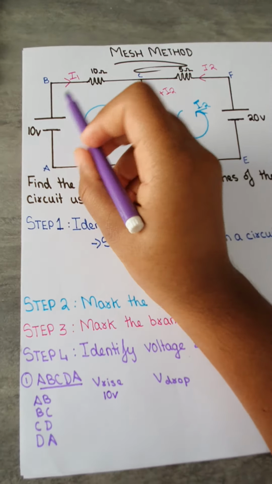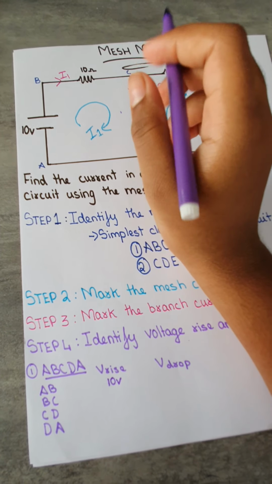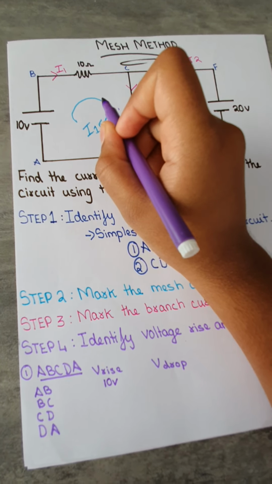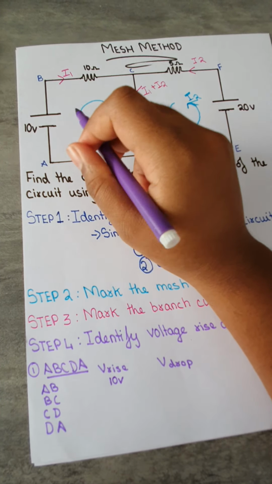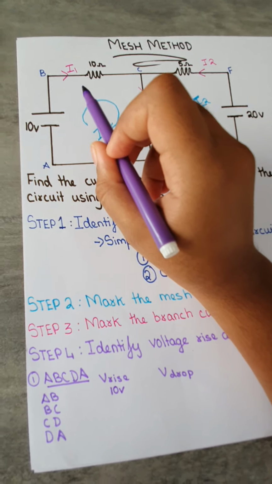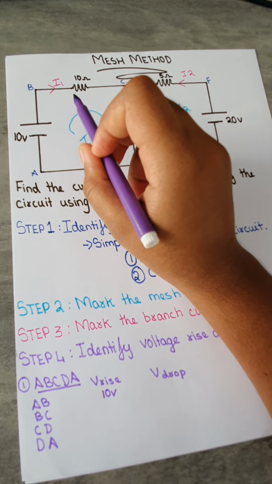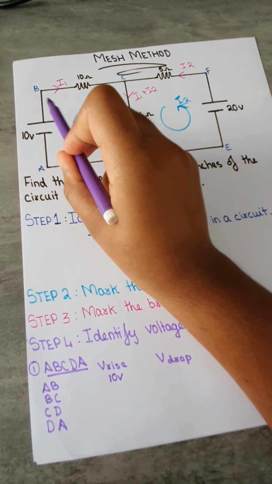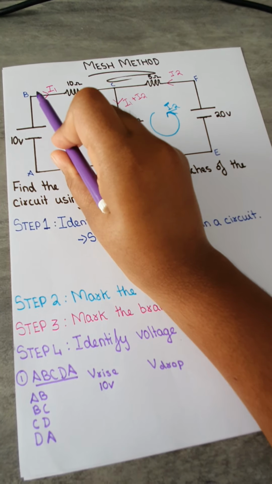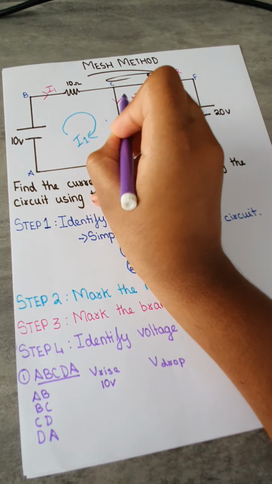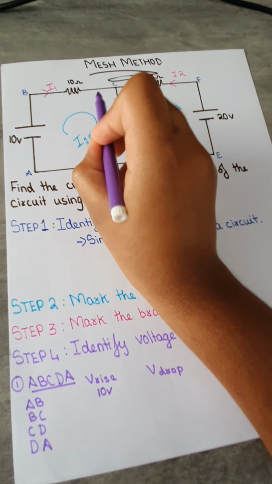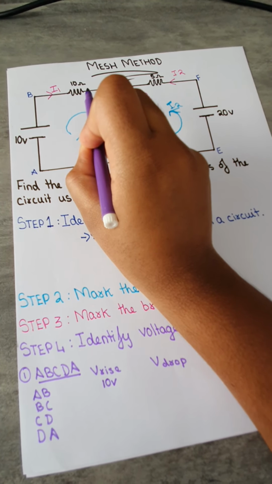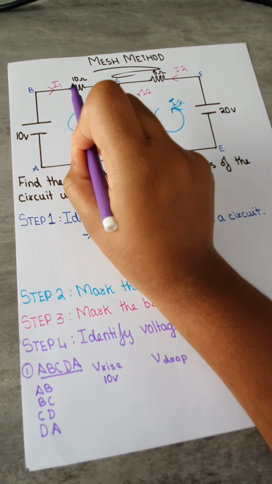Now BC, so B to C. Across the resistor, if moving along with the marked current, then voltage drop, and if moving against the marked current, then voltage rise. I repeat, across the resistor, if moving along with the marked current, then voltage drop. If moving against the marked current, then voltage rise. Here B to C, we are moving with the marked current I1. The current I1 is also moving from B to C, hence it's a voltage drop.